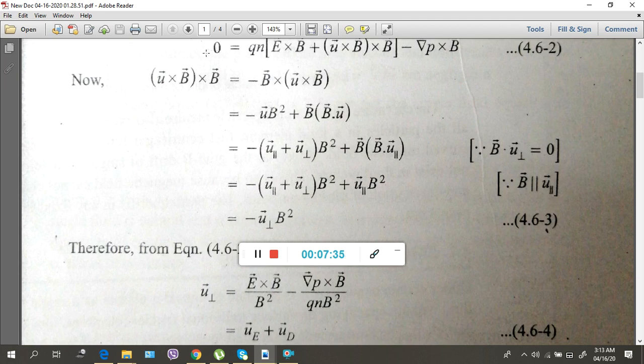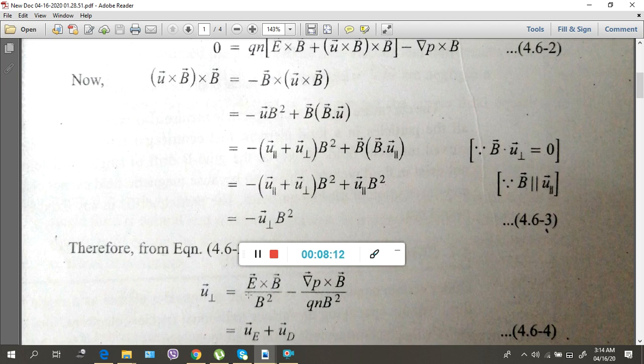Clear? When we have this u perpendicular b square here, that is also minus, because u cross b is equal to minus u perpendicular b square. We take it outside, and on the left hand side we have qn u perpendicular b square. Clear, students? Next we can find the value of u perpendicular.